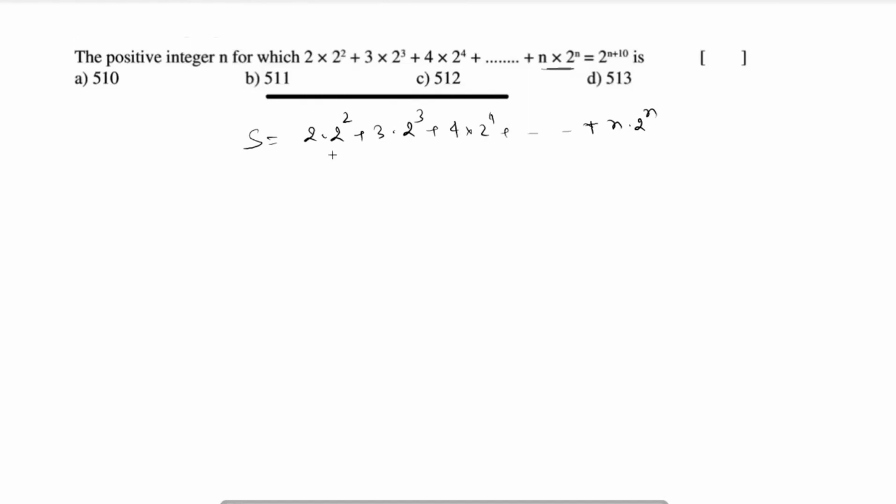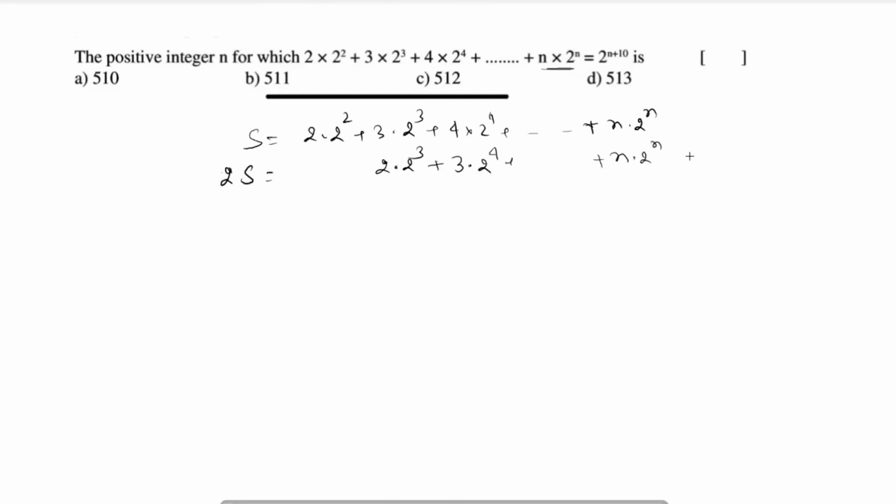What I'm trying to do is multiply this with 2, every term, but I'm also going to shift it by 1. Why? Because I want to make it 2 into 2 to the power cube, and then subtract, and this will become a GP. So I'm multiplying it by 2 and shifting it by one term. This will become 2 into 2 to the power cube, because it was square, now it will become cube. This was cube, so this will become 3 into 2 to the power 4. This is how everything will shift, and n into 2 to the power n will be there.